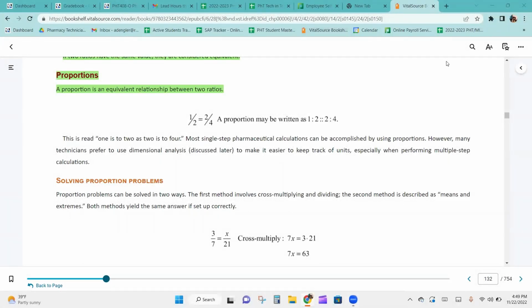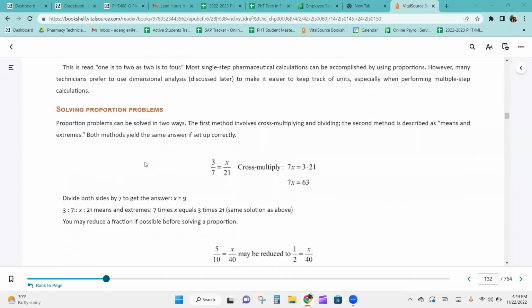A proportion is an equivalent relationship between two ratios, and proportions are going to be like the number one math we do in pharmacy. So you can see here, this is a proportion saying 1/2 is equal to 2/4. And then here it is in ratio form. We will go over some examples of these.